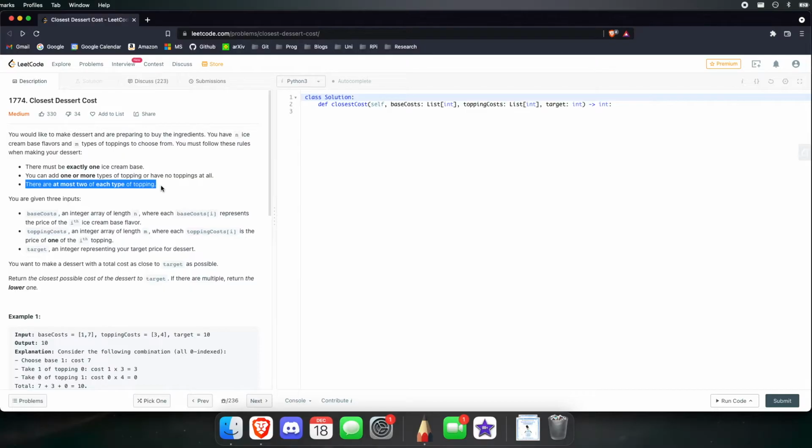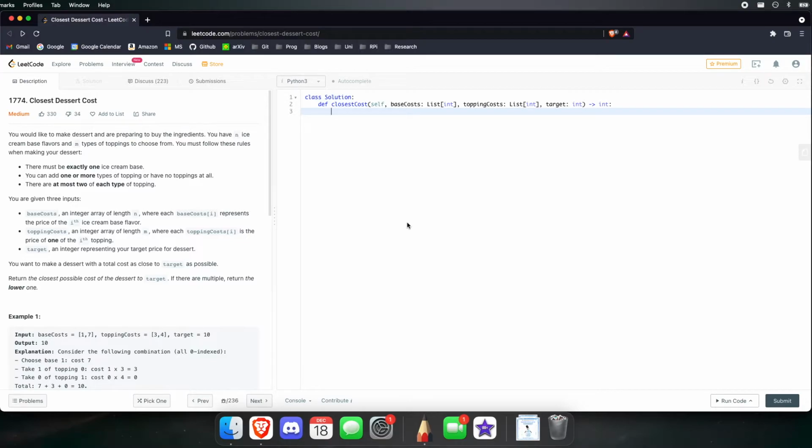We want to consider every base ice cream flavor. And then for that base, let's iterate over the toppings. And let's ask ourselves, well, what would happen if we take 0 of this topping, so we don't take this topping at all, we take only 1 quantity of this topping, or we take 2. So this is enough information to already have an idea of how we want to build out our recursive function.